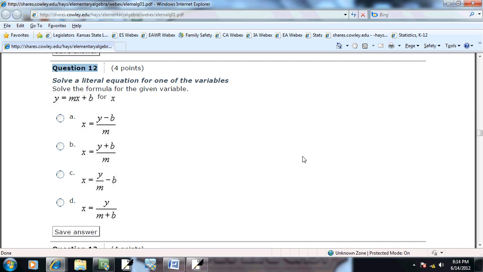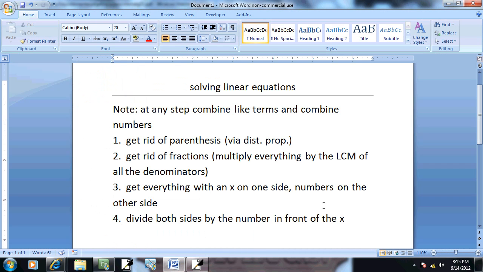Let's take a look at problem number 12. It says solve a literal equation for one of the variables. Solve the formula for the given variable. So let's refresh our memory on the steps.